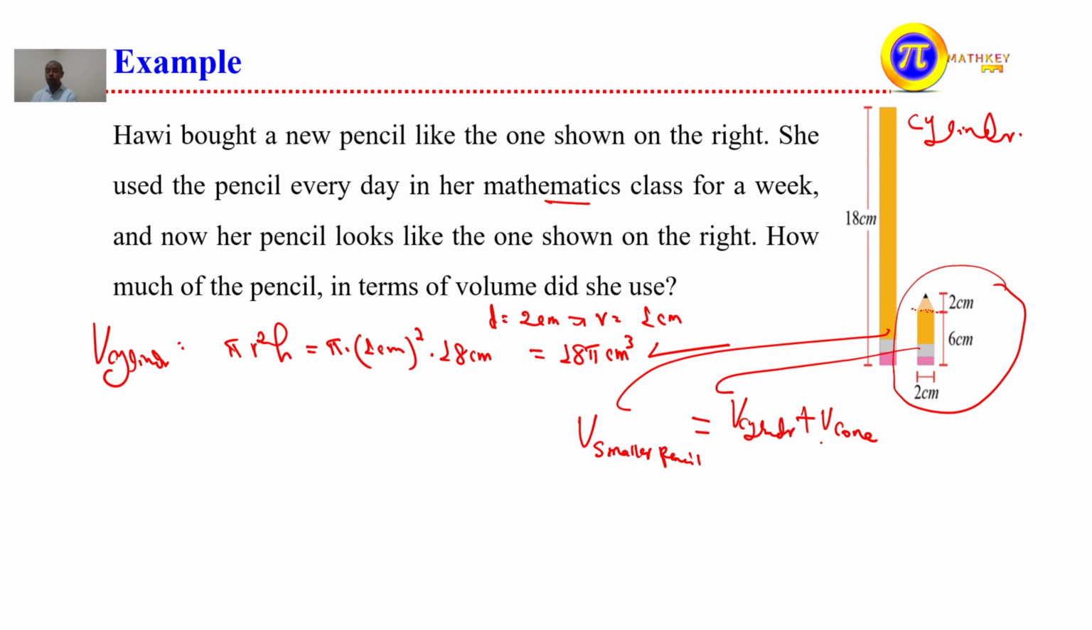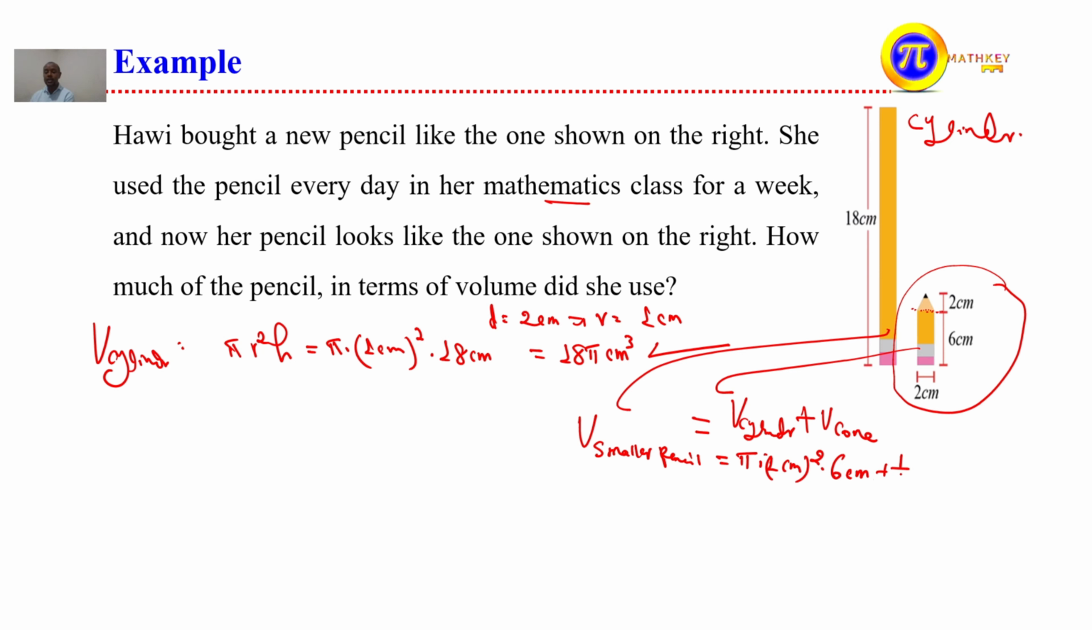So, the volume of this cylinder is what? Since the radius is 1 and the height is 6, which is equivalent to what? Which is pi r squared, that means 1 centimeter squared times the height, that is 6 centimeter. Plus, you know that the volume of a cone is what?